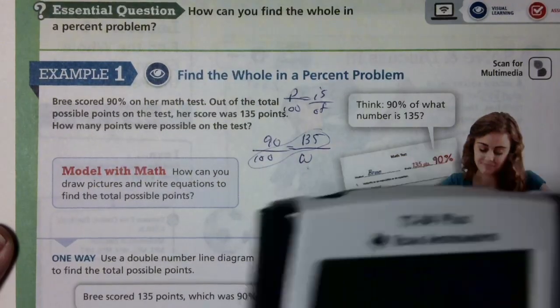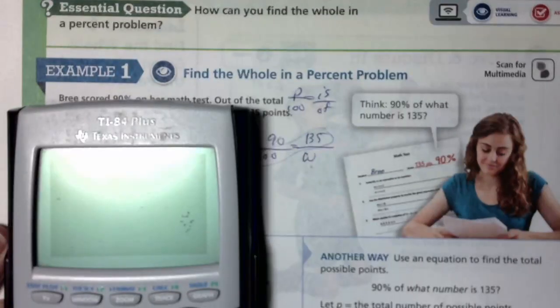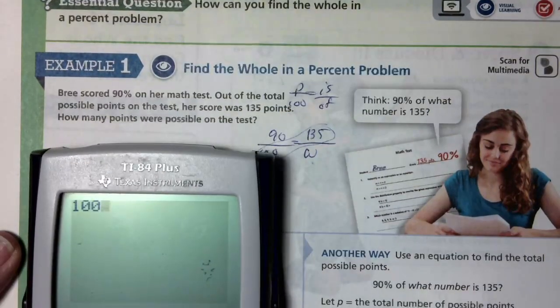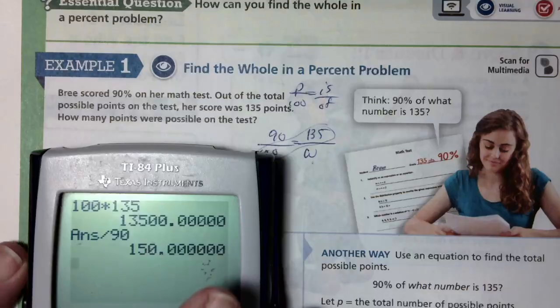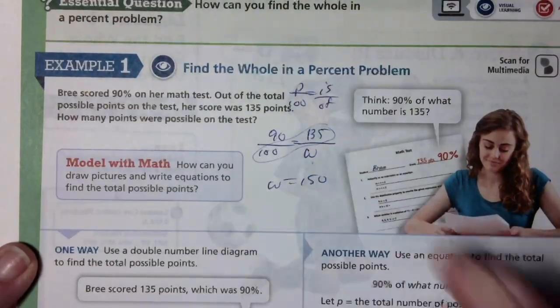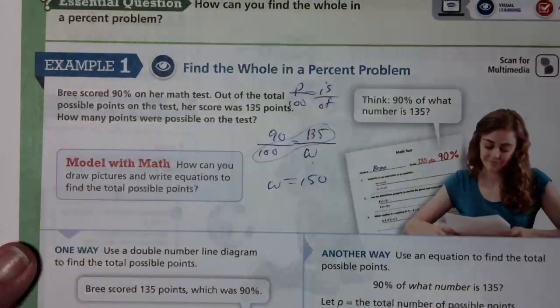All right, so here we go. We're going to multiply 100 times 135 and divide by 90. And I get 150. So I got W to be 150, my way. Now let's see what they did down here.